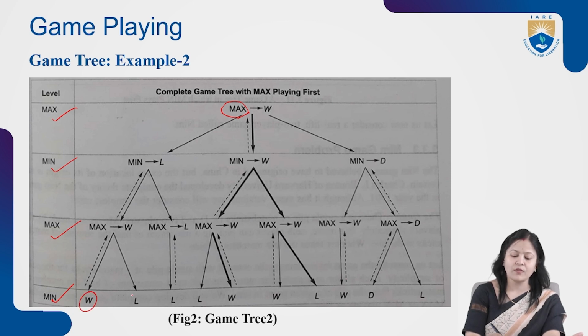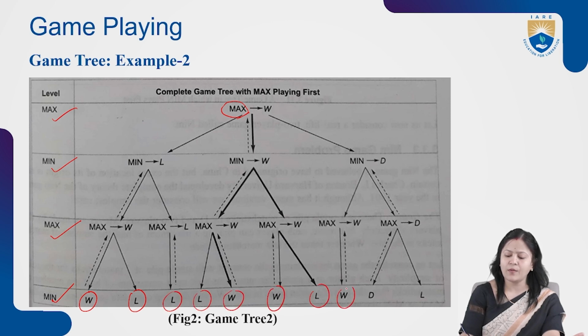One is W, another one is L. Here it is L, here it is L, here it is W, L, W, L, W, D and L. So to make you understand how to use D, that is why I have taken this example. All the statuses of the leaf nodes are already given. Now we have to find out the status of the non-leaf next layer, that means for this max layer. So what would be the value for this one?